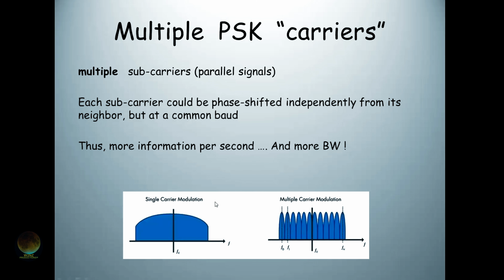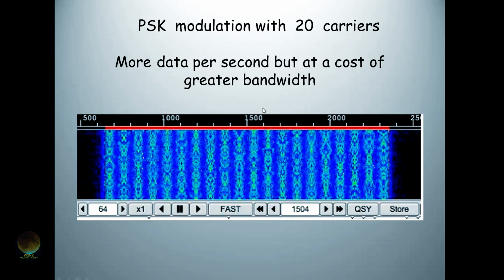How about multiple ones? Can I send, instead of 1 phase shift, 5, 10, 20? Here's what that would look like. So PSK modulation can be multiple. Now, why is this better? Well, I can send more information per second. Granted, I need more bandwidth, but that's always true. If you want more information per second, you need more bandwidth. Let me see if there's anything else interesting.